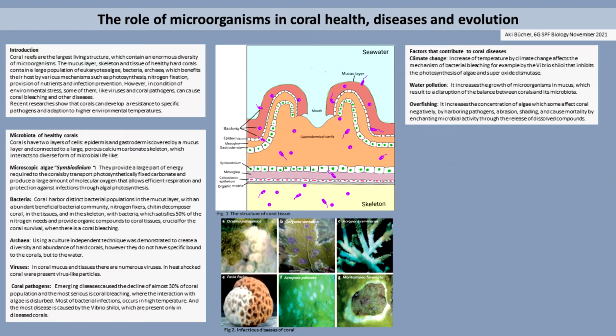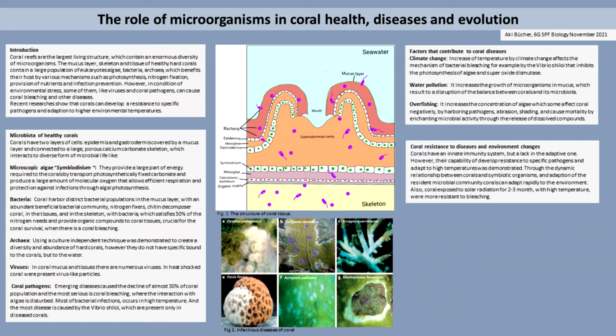Water pollution increases the growth of microorganisms in mucus, which results in a disruption of the balance between corals and their microbiota. When the concentration of algae in coral reefs increases due to overfishing, the corals are negatively affected by pathogens, abrasion, and shedding. There can also be higher mortality in corals caused by enhanced microbial activity through the release of dissolved compounds.